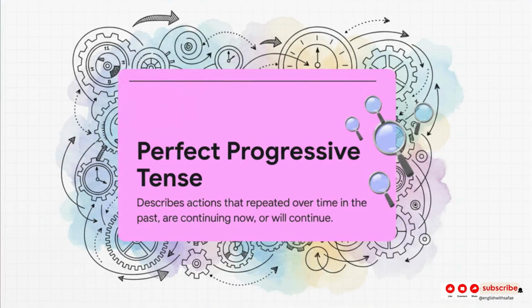So, what even is a perfect progressive tense? Well, at its heart, it's all about duration. It doesn't just say an action happened. Nope. It tells you an action was in progress for a while, connecting different points in time. It's all about showing that something was ongoing, is ongoing, or will be ongoing.